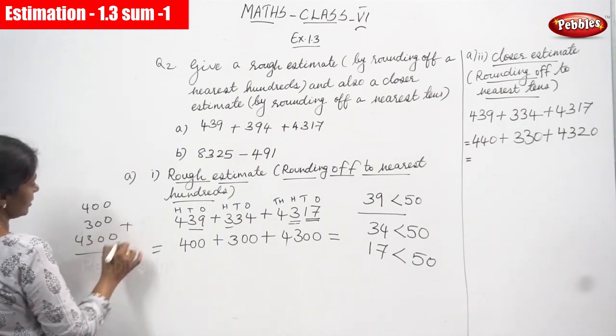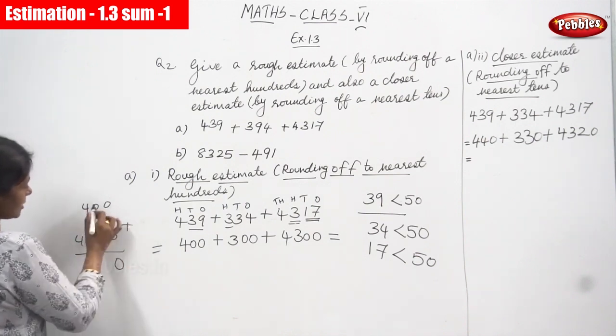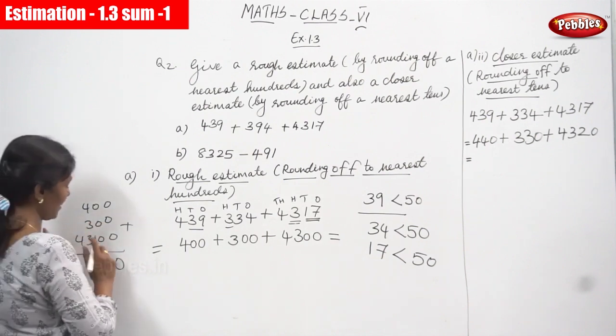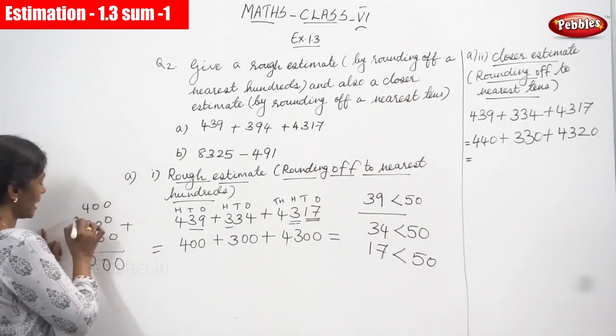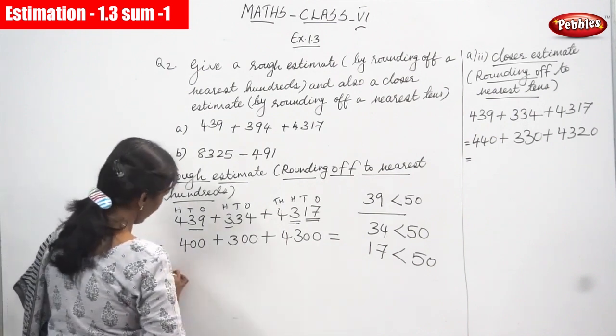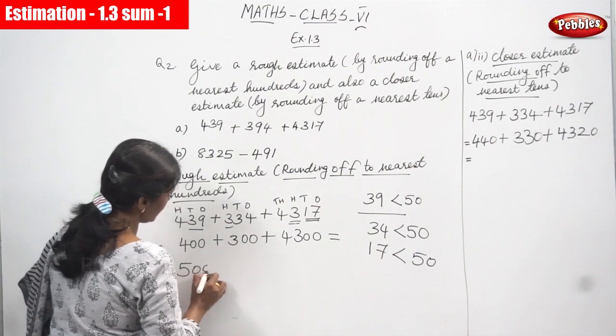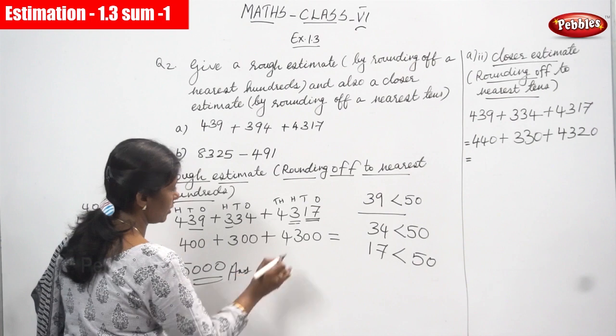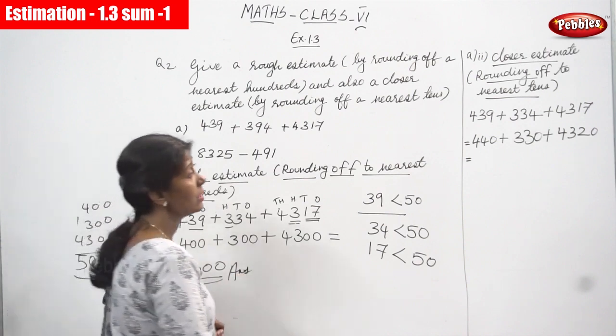So you add everything: 0 plus 0 plus 0, 0; 0 plus 0 plus 0, 0 again; and 3 plus 4, 7, 7 plus 3, 10, 0 again, and the carry over goes to the top, 4 plus 1 is 5. So the answer is 5000. This is the right answer for the question.